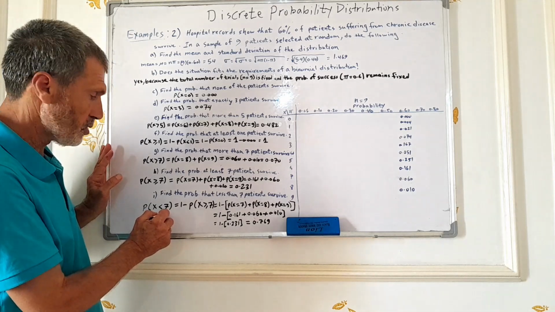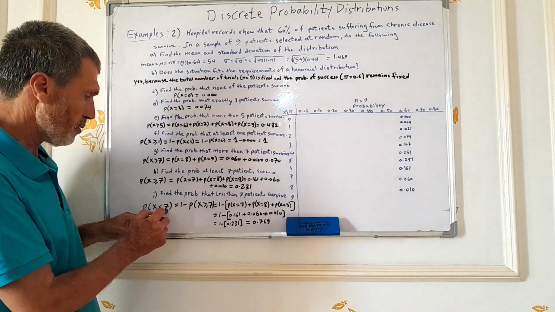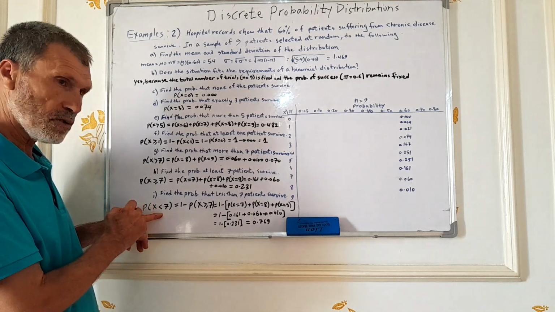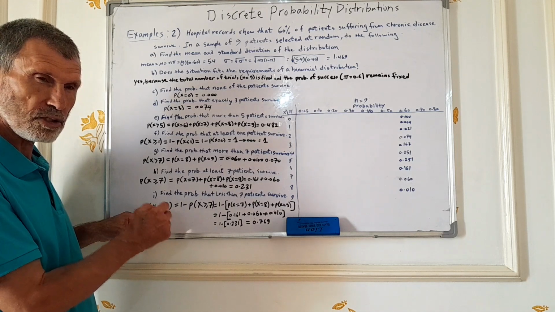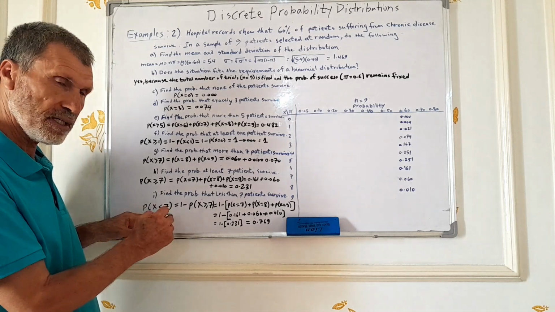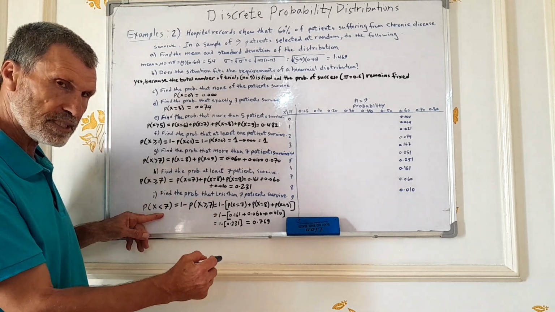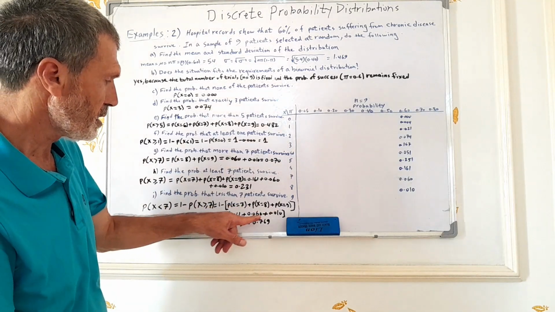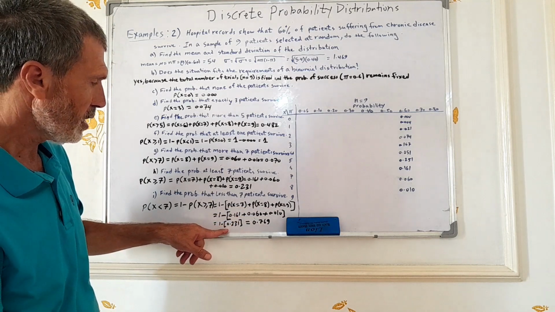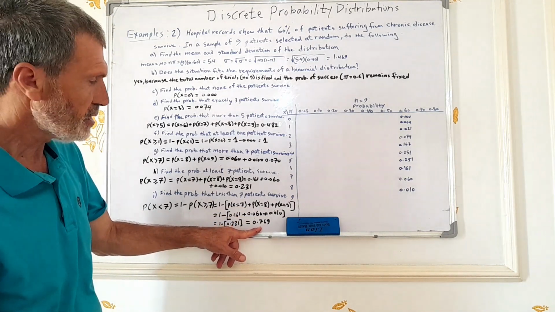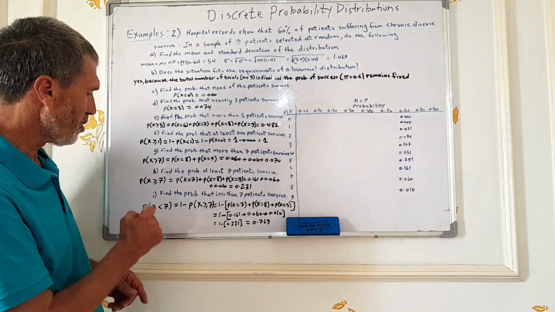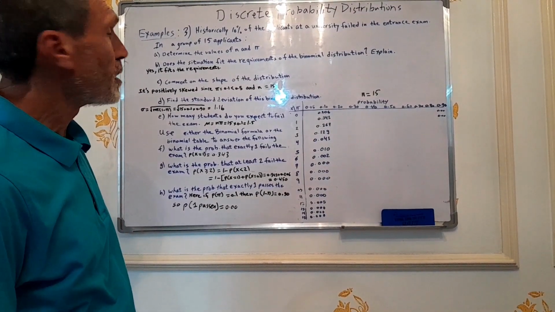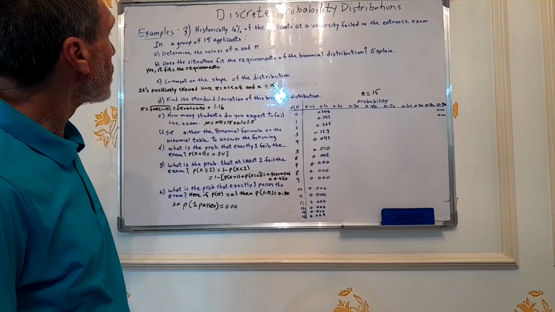Because probability of X less than 7 means all probabilities from 0 to 6. So we want the complement of this, which is probability of X equals 7, plus probability of X equals 8, plus probability of X equals 9. When you do the calculations, you come up with 0.769, and this is the result of the probability of X less than 7. Now we move to solving another example, which is problem number 3.